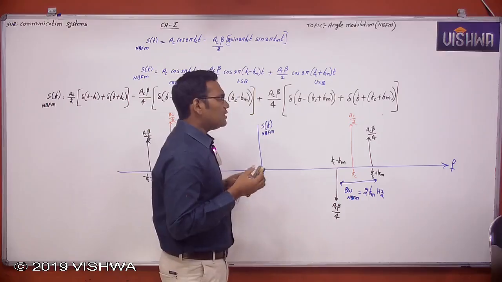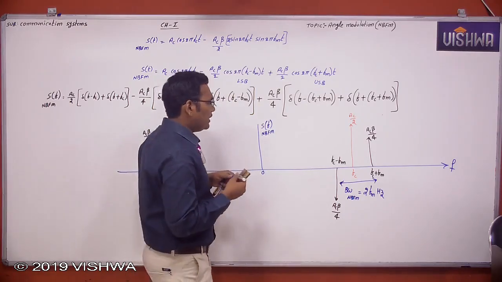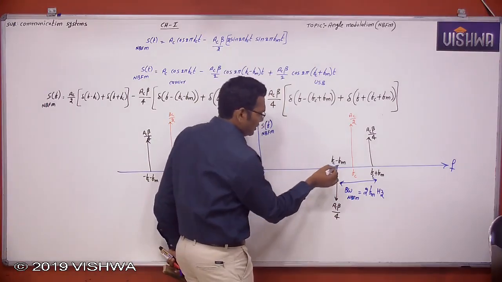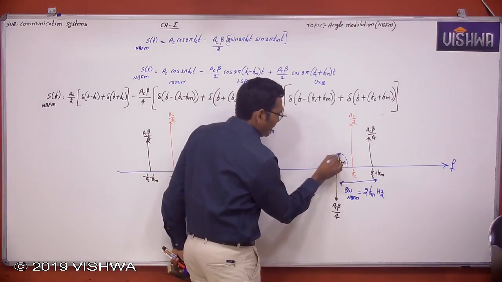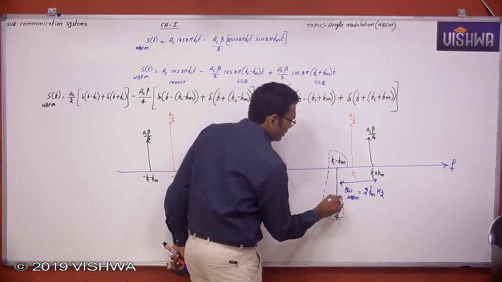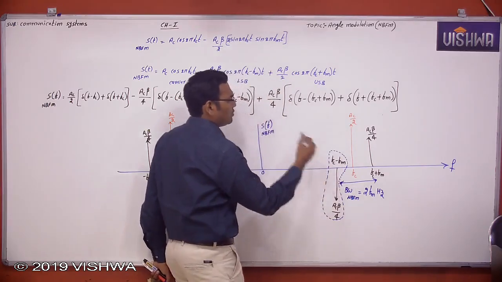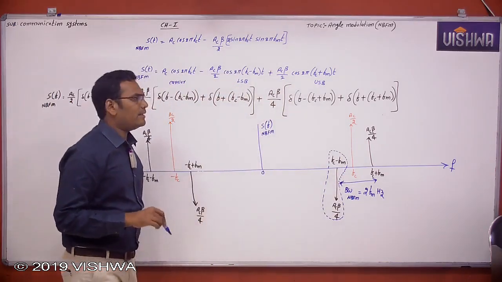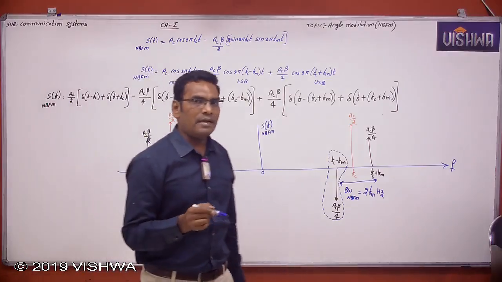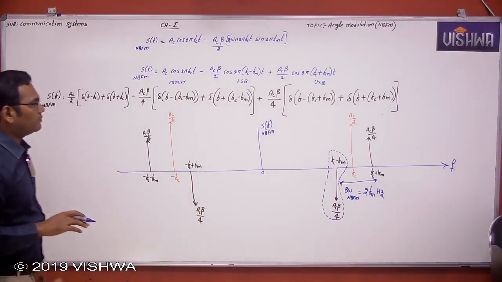Right? What is the major difference? What is the difference between AM and narrowband FM? The only difference between AM and narrowband FM is this lower sideband. In narrowband FM, this lower sideband is out of phase by 180 degrees. Okay, that is the major difference between AM and narrowband FM. Otherwise, everything will be the same.